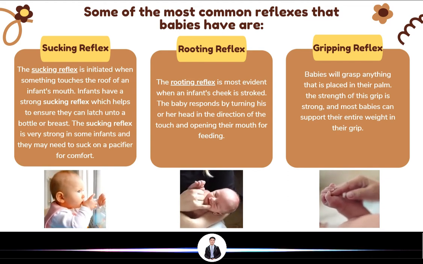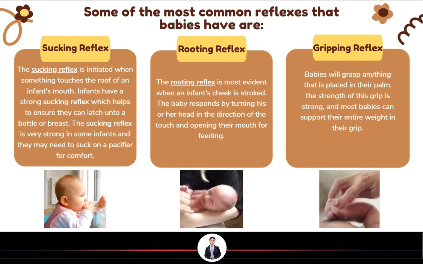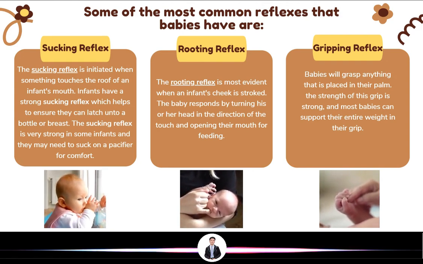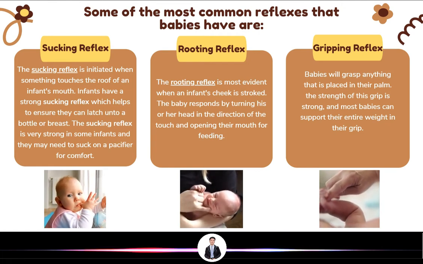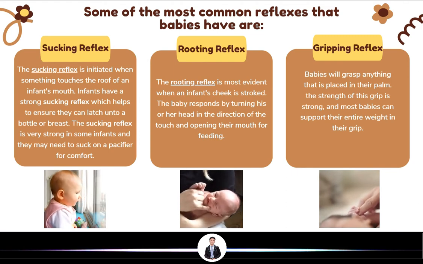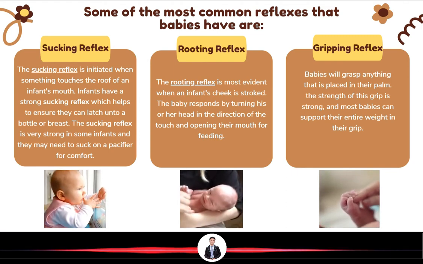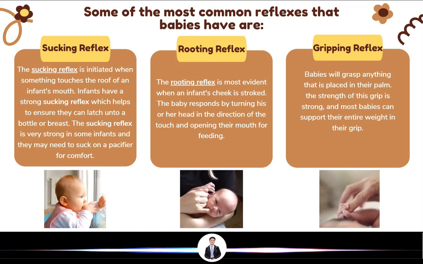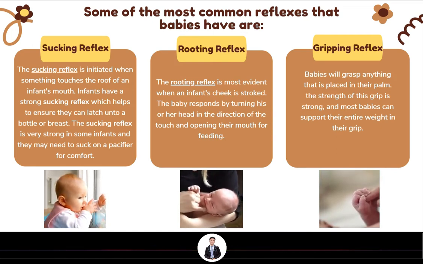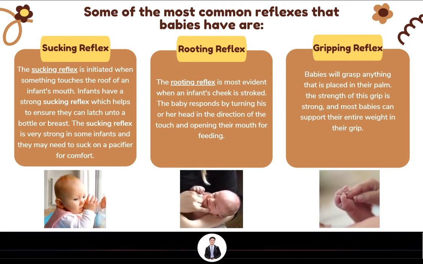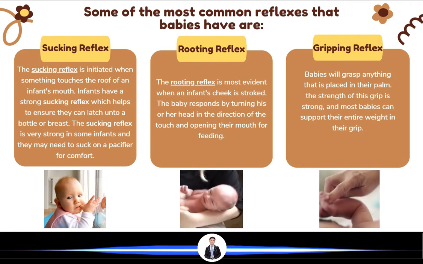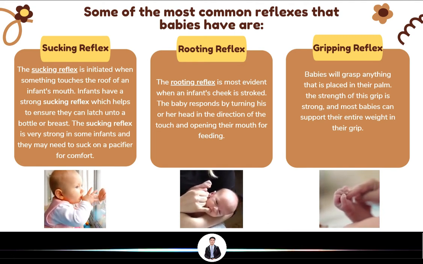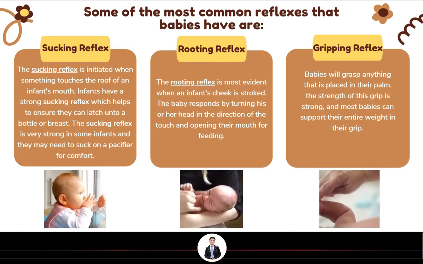So first is the sucking reflex. The sucking reflex is initiated when something touches the roof of an infant's mouth. Infants have a strong sucking reflex, which helps to ensure they can latch onto a bottle or breast. The sucking reflex is very strong in some infants, and they may need to suck on a pacifier for comfort. If you have noticed, babies are used to sucking. Sometimes, if there's nothing in their mouth, they put their hands or thumb in their mouth and suck on it, because the baby usually needs to feed, because their body is growing fast. That's the sucking reflex. Sometimes, if you give them something, they put it in their mouth right away, just to suck on it.